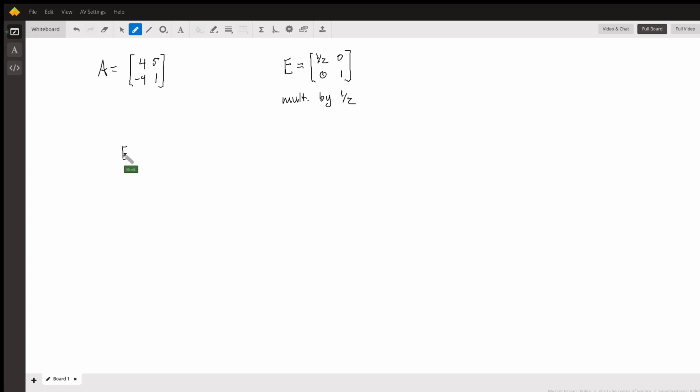And you can see if we multiply EA, we get 1/2 times 4, 0 times -4, so 2. 1/2 times 5 is 5 halves. 0 times 1 is 0. So just 5 halves plus 0. And then here, the second row of E just leaves the bottom row alone. 0 times 4 plus 1 times -4, so we have -4. And then 0 times 5 plus 1 times 1 is 1. So we can see how our result after multiplying E and A is that the first row of A is multiplied by 1/2.